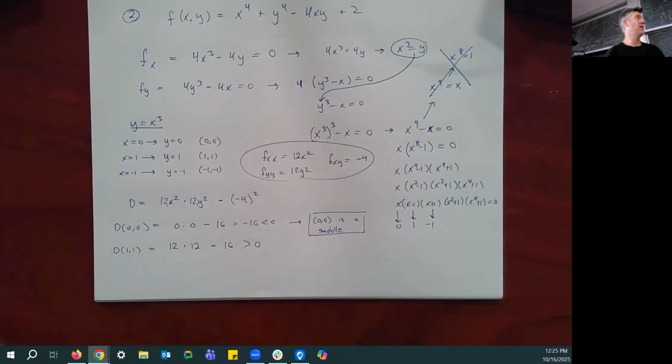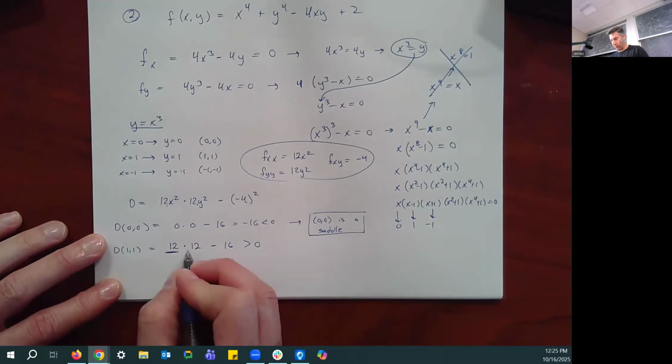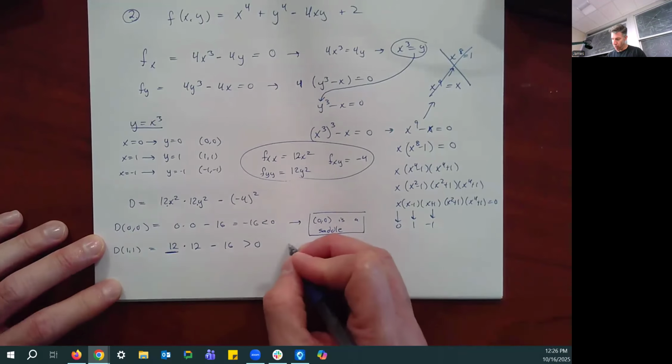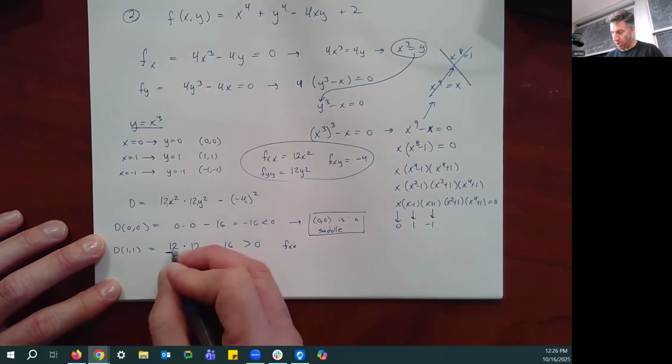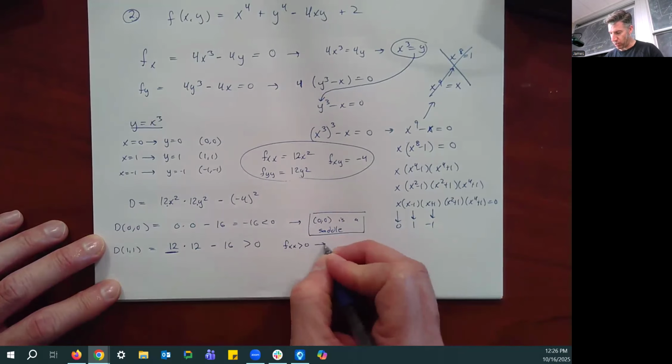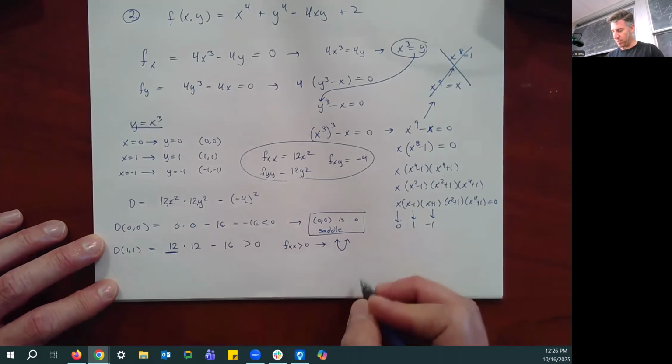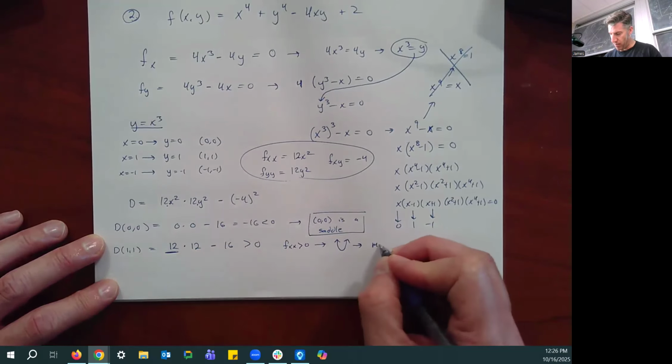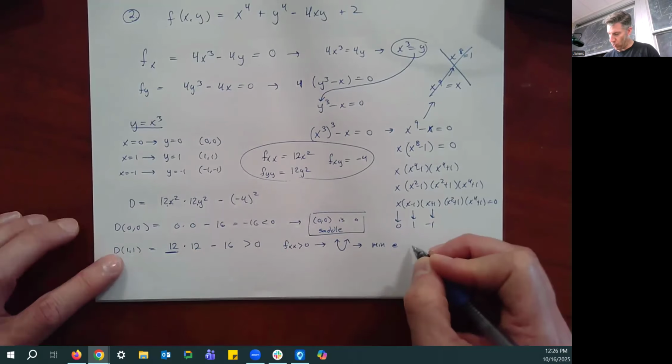Right. So what I really want to make sure you aren't saying is, if it's positive, we don't know yet what's happening. We know it's not a saddle, but it still could be either a maximum or a minimum. So then we're going to check either fxx or fyy, and you're going to say, oh, cool, our fxx is positive, which means we're concave up, which means we have a minimum at 1, 1.